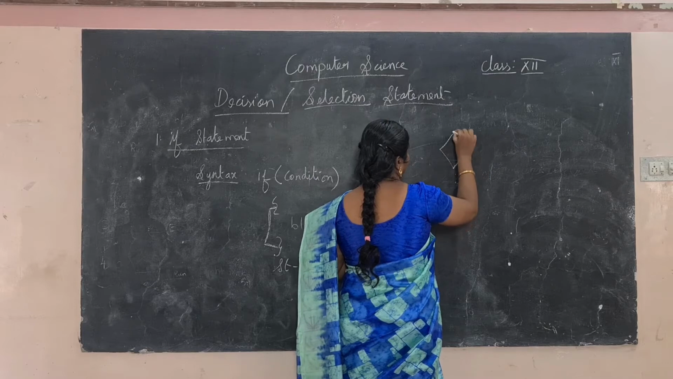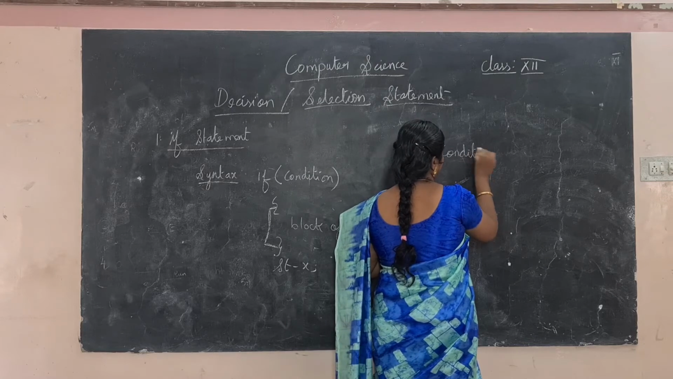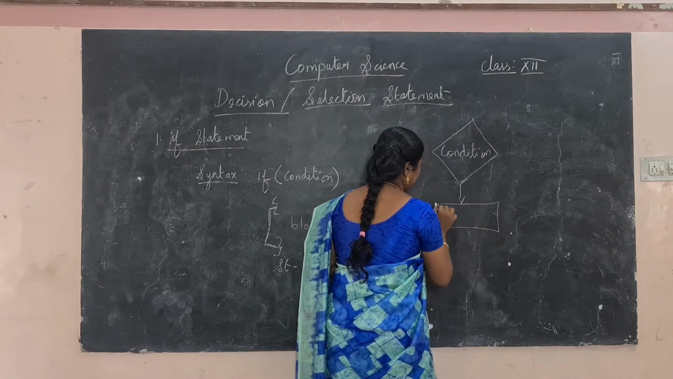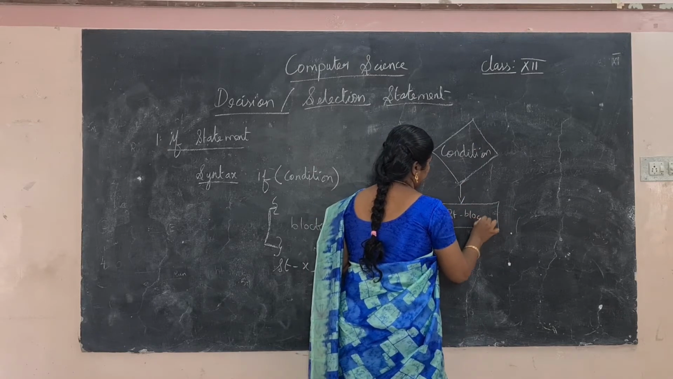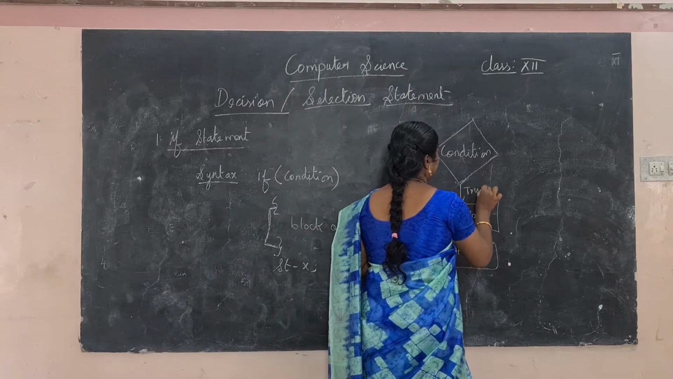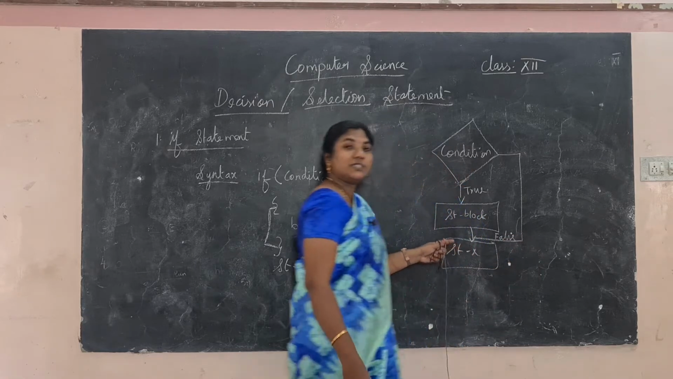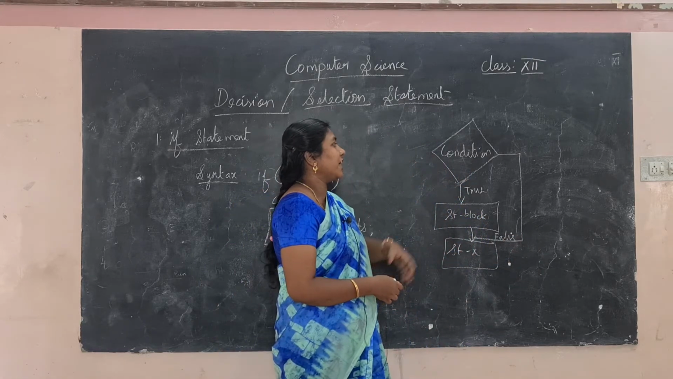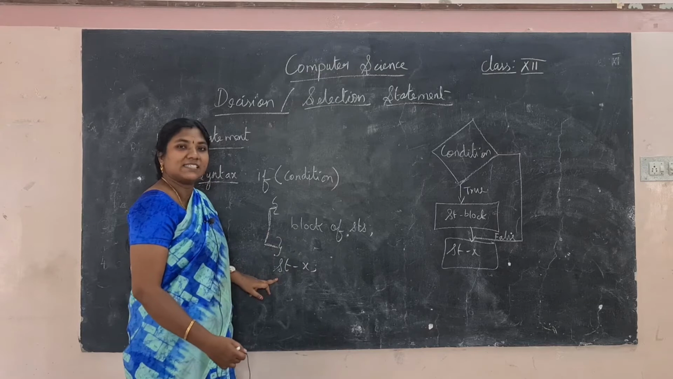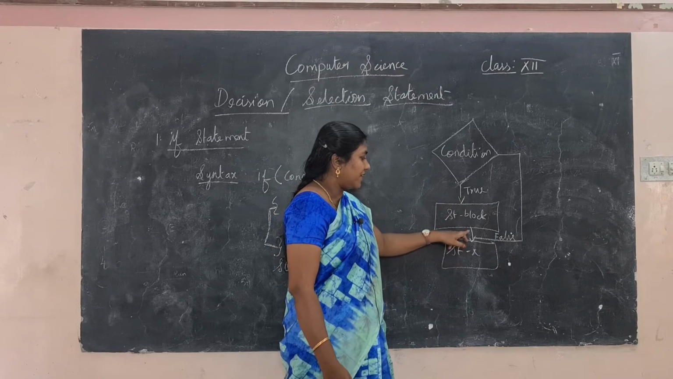First it will check the condition. If it is true, it will come to the statement block, and if it is false, it will come to statement X. If it is true, it will get into this block and execute all the statements, and after that it will come to the next statement, that is statement X. That is what they have shown in this diagram. From here also there is an arrow.